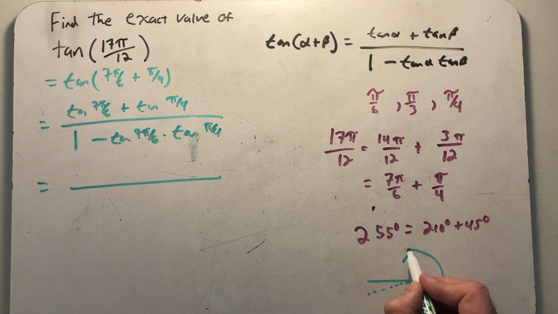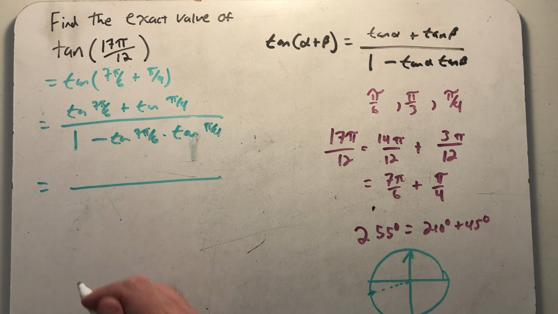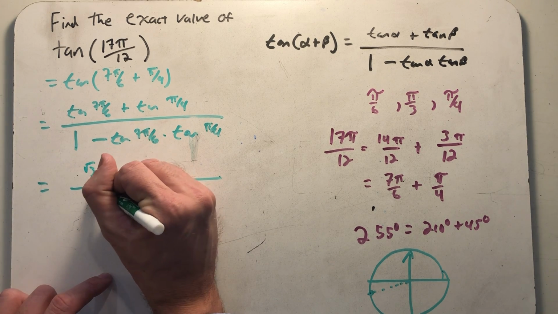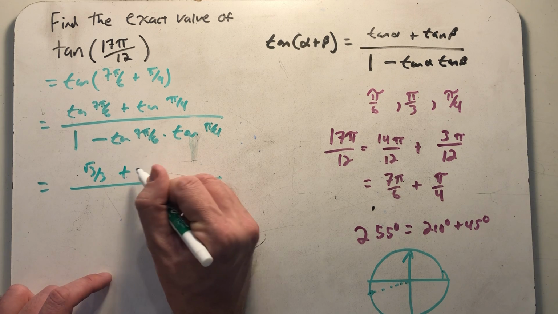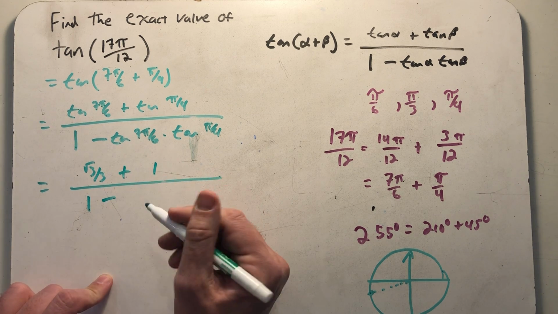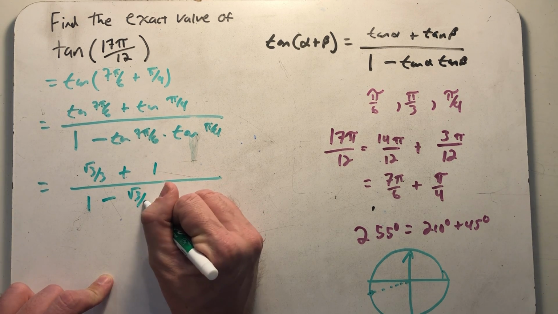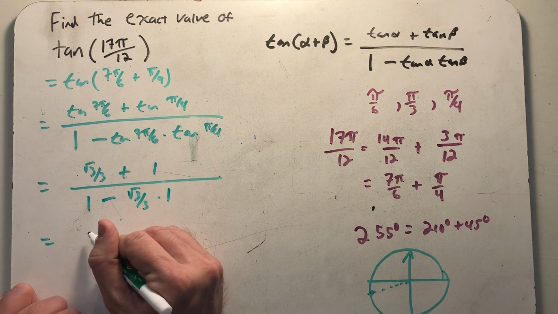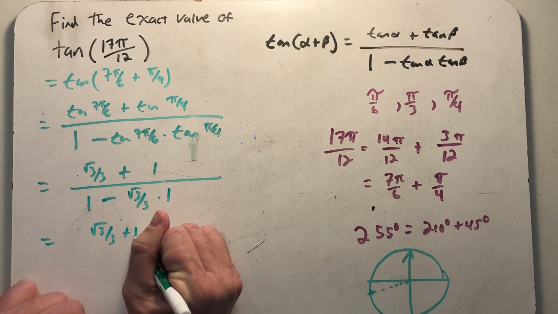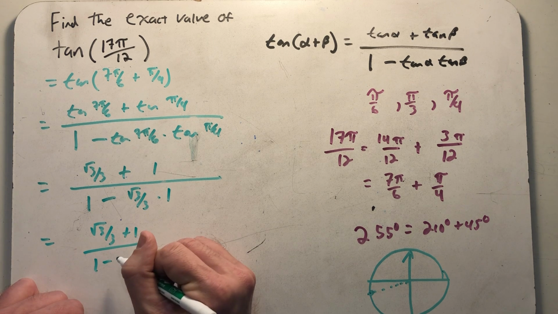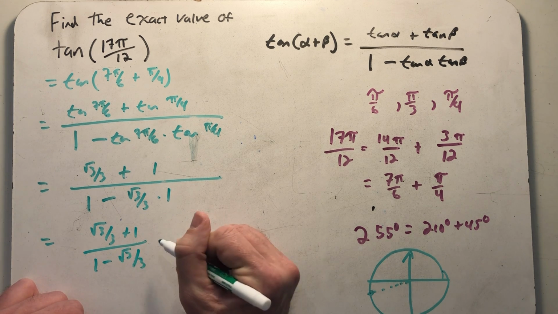7 pi 6 is an angle down in quadrant number 3. And nicely, tangent's positive in quadrant number 3. And looking at where that is on a unit circle, I know that's going to be the square root of 3 over 3. And so I can just fill in those values. And I get root 3 over 3 plus 1, and then 1 minus root 3 over 3.